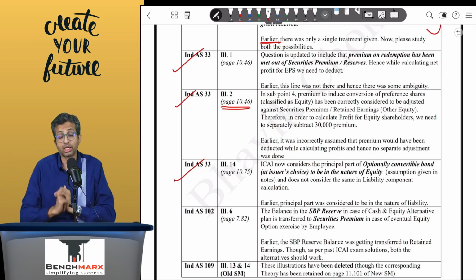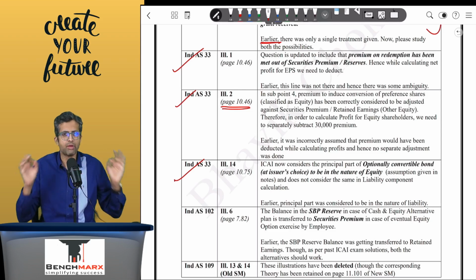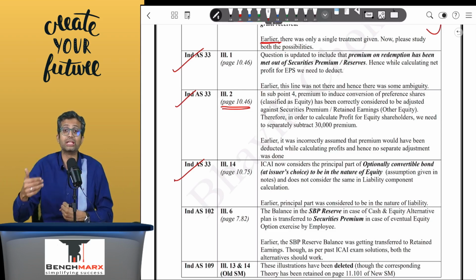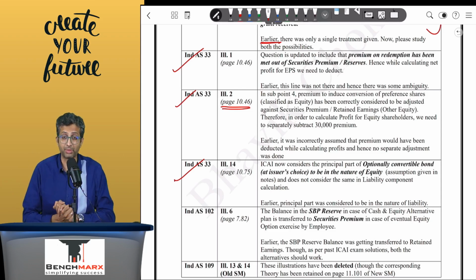In optionally convertible at the holder's choice, we take it because if the holder demands, we have an obligation to deliver cash. The challenge arises in case it is optionally convertible at the issuer's choice, where fundamentally we should try to solve based on the intention of the issuer, whether they want to settle in equity or whether they want to settle by payment of cash.